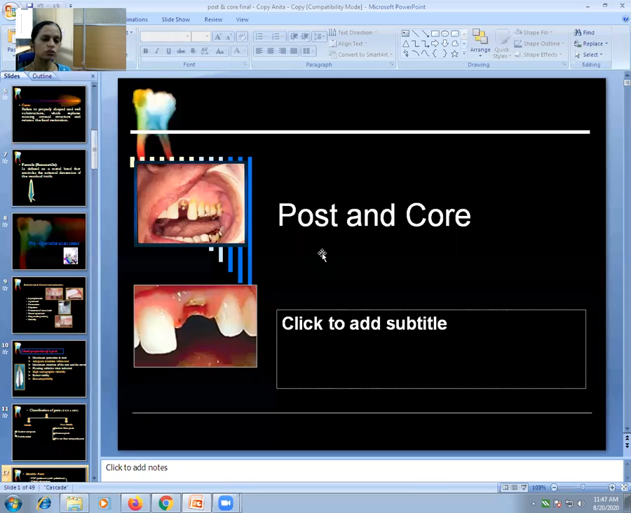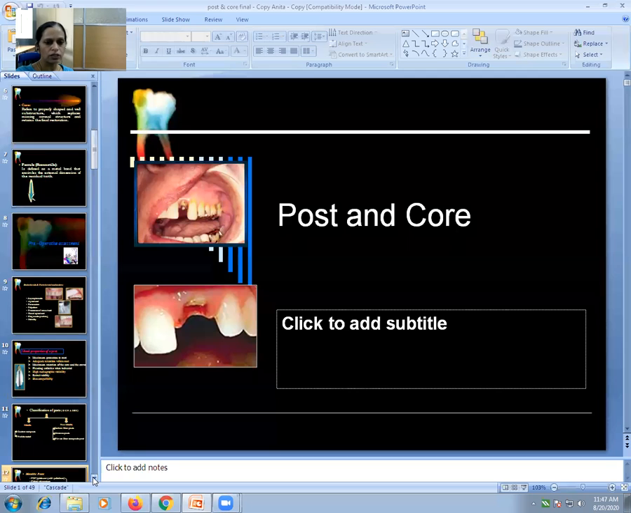Yesterday we saw several types of aesthetic posts. That is, carbon fiber post, which is non-aesthetic, then zirconia coated, then composite post, and different posts. Yesterday we have seen, isn't it? So these are the different types of posts.